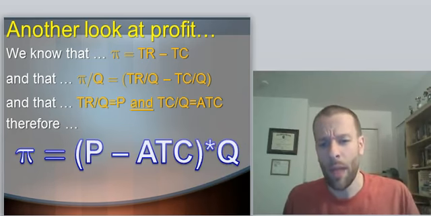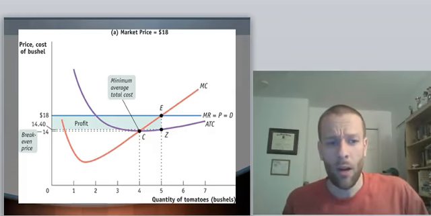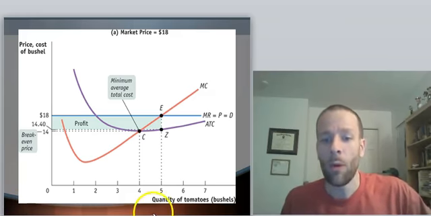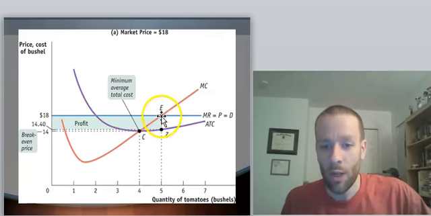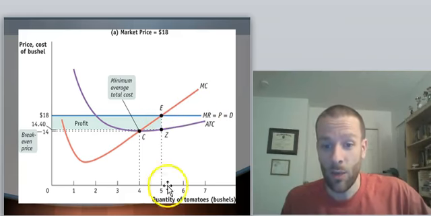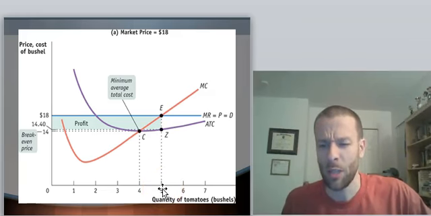Let's take a look at a graph. How would that look? Remember, our area of profit is the difference between price and average total cost times the quantity. So take a look here. Remember, our optimal point of production is where marginal cost equals marginal revenue. In this instance, that's 5 bushels of tomatoes. So we want to produce at 5 bushels of tomatoes. That's our profit maximization point.